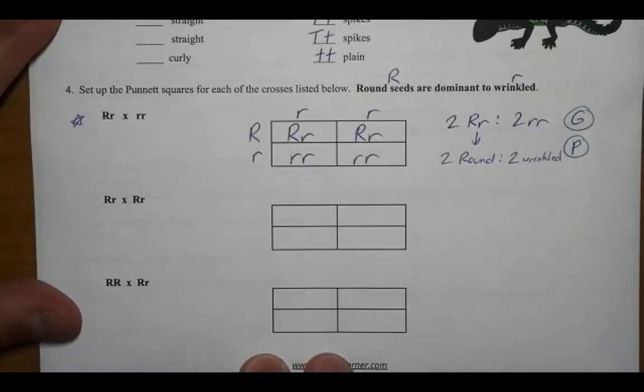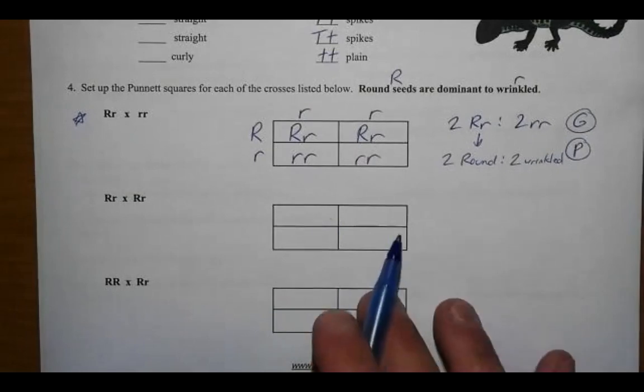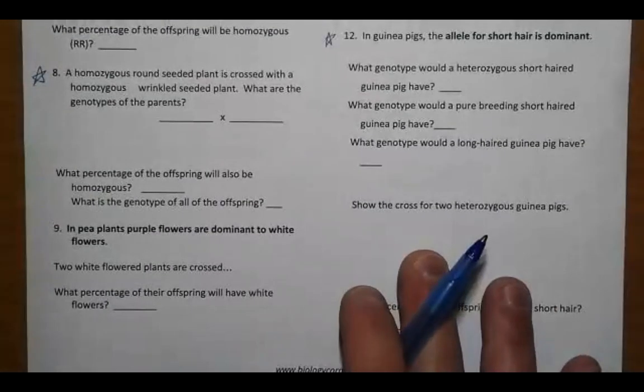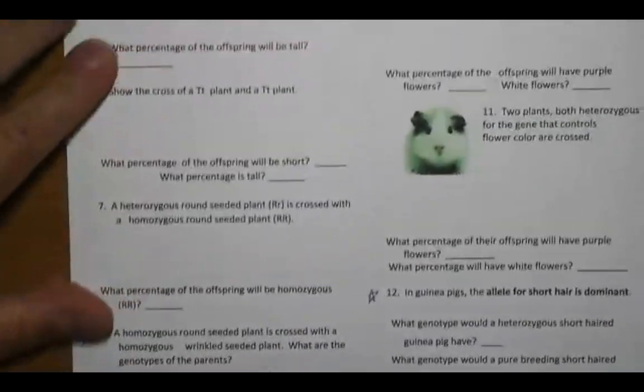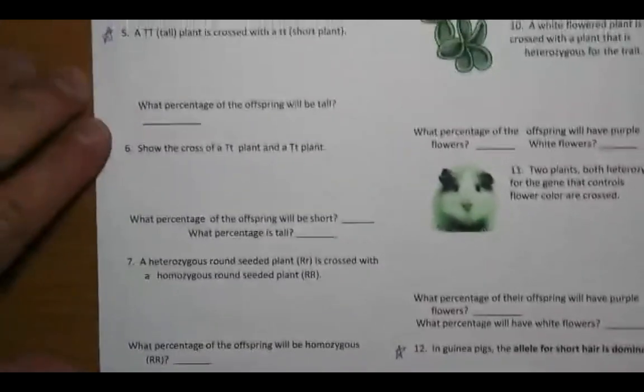All right. That's how you do number 4. Okay, so do this one and this one the same way. All right, next set of questions. Now, these are just straight up crossing questions. So I'm going to do number 5, number 8, and number 12.